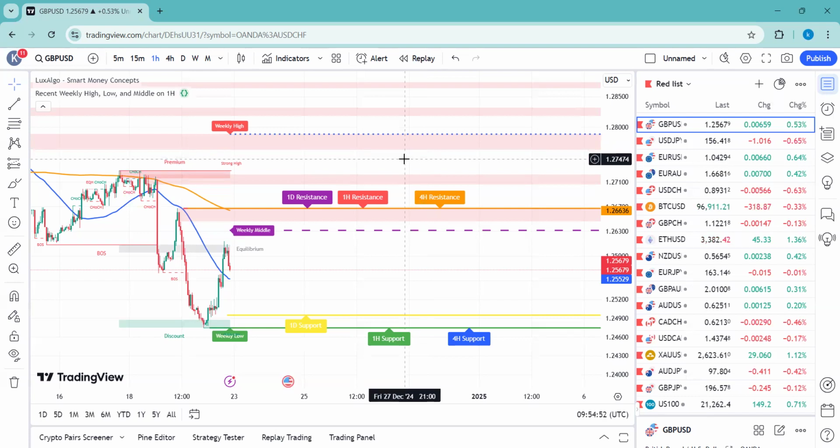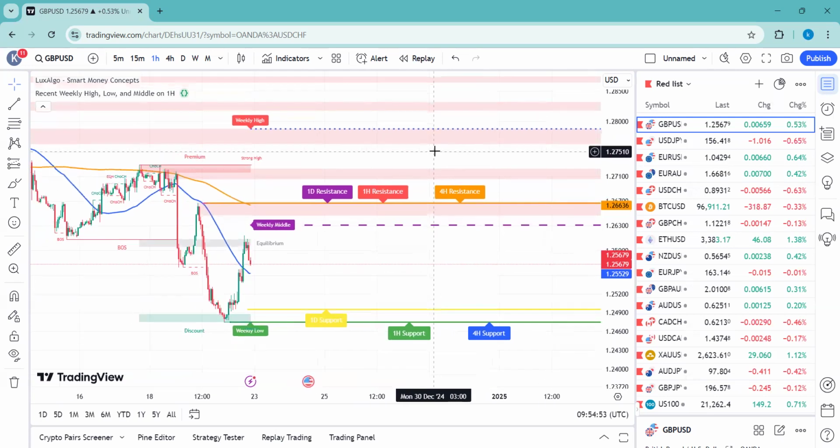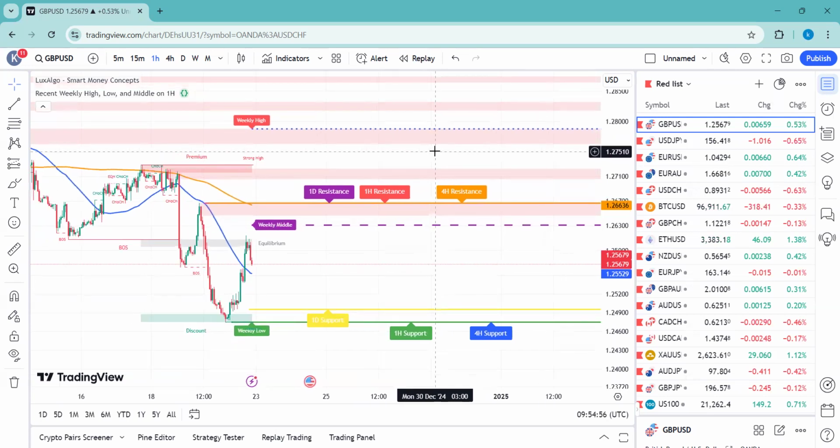Now you can see that this script combines multiple analysis. We have the support and the resistance mixed together with the weekly high and lows. Okay, so I'm going to be explaining it. So let's get down now.